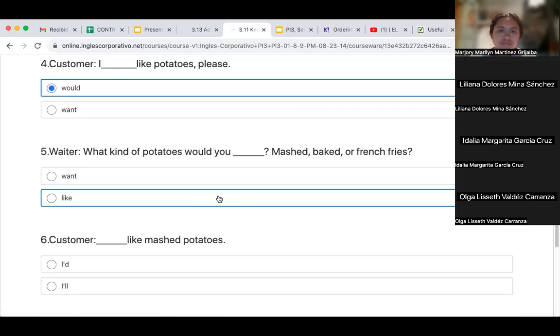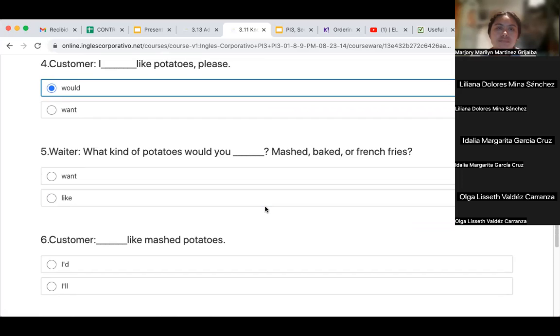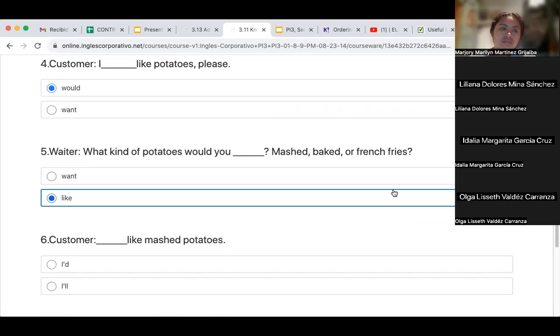What? Desde el inicio. What would you like? Potatoes? What kind of potatoes would you like? Mash, bake, or French fries? Mash es como el puré. Mashed potatoes. Baked es horneado. En French fries, las que conocemos with the hamburgers. Okay, number six.